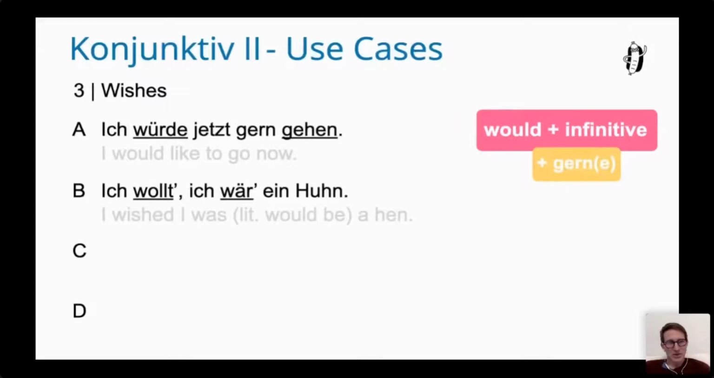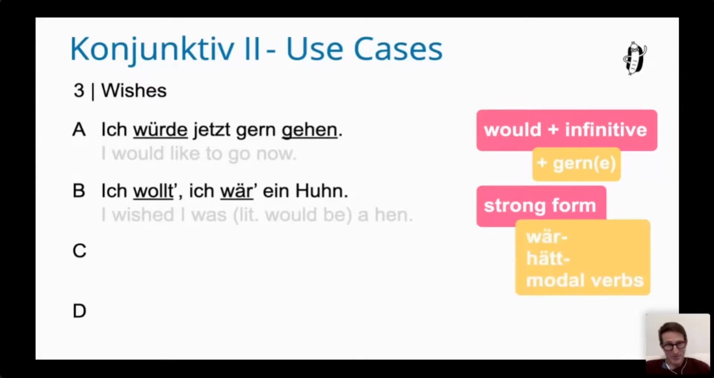So you see the wär here is I was, and literally that means would be, which I show you later. This is the strong form. The strong form you use with modal verbs and with to be. Here you have them. And of course with to have. Ich wollte, ich hätte mehr Zeit. Just needed an example for had.